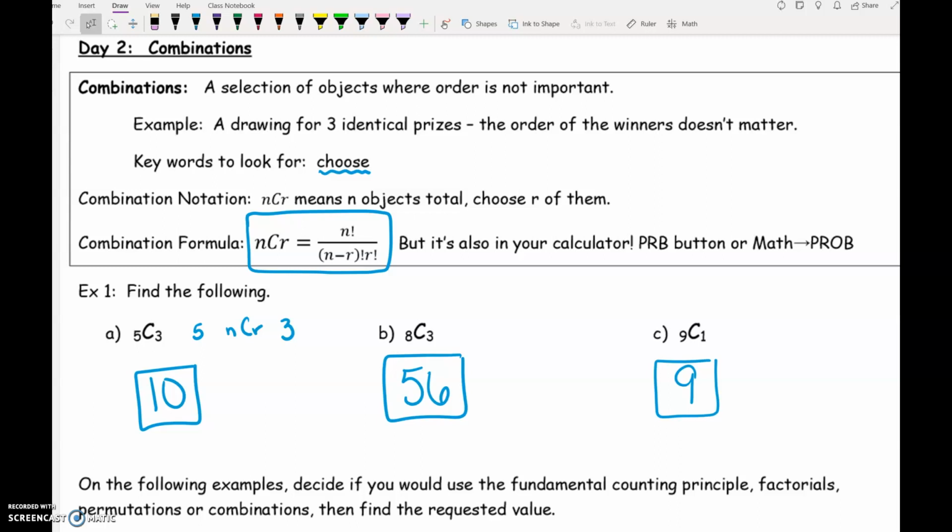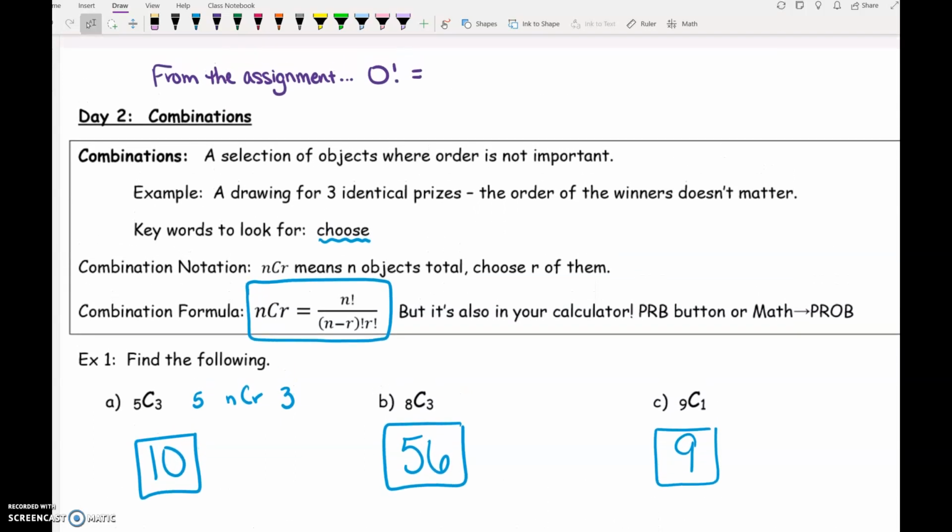And that reminds me, on yesterday's assignment, there was 0 factorial. How many of you assumed that 0 factorial was 0? I have a feeling many of you assumed that 0 factorial would be 0 because 0 times anything is 0. But if you type it into your calculator, 0 factorial actually gives you the answer 1. So why? Why is 0 factorial 1?